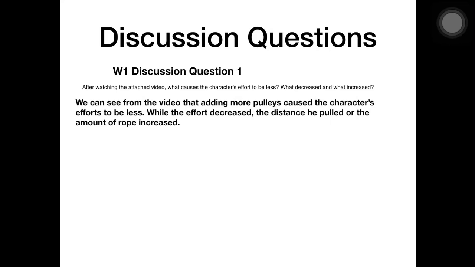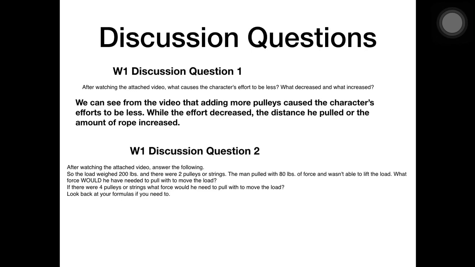Okay, let's look at discussion question 2. This discussion question reads, after watching the attached video, answer the following. So the load weighed 200 pounds and there were 2 pulleys or strings. The man pulled with 80 pounds of force and wasn't able to lift the load. What force would he have needed to pull with to move the load? Let me read that again.